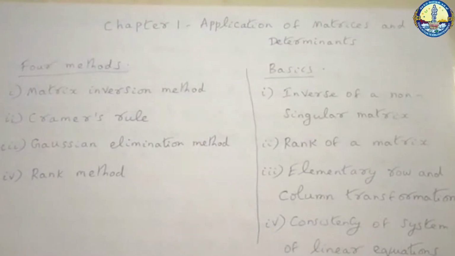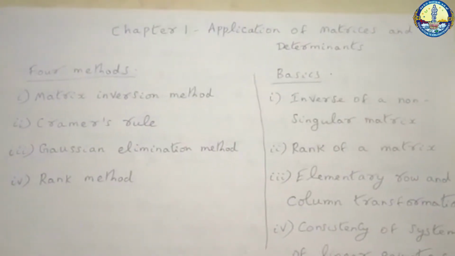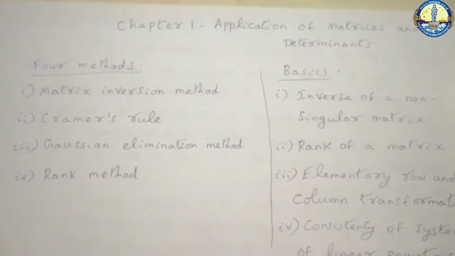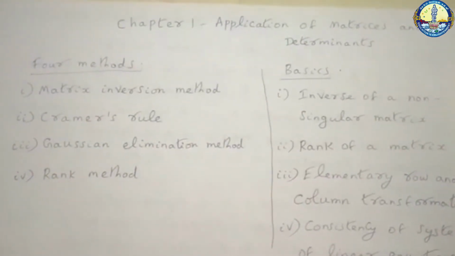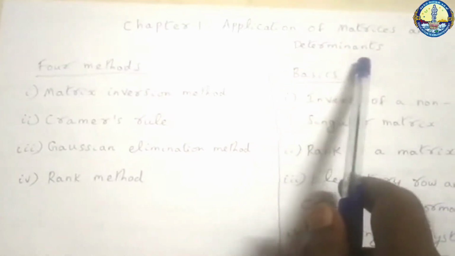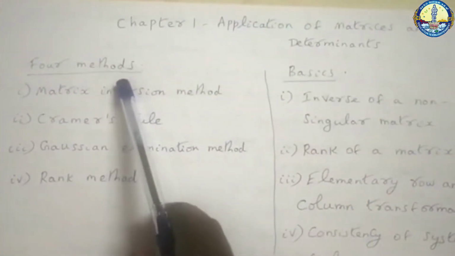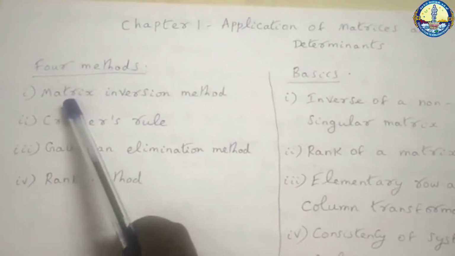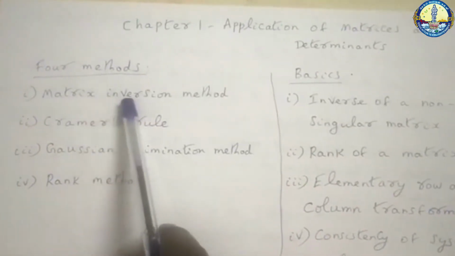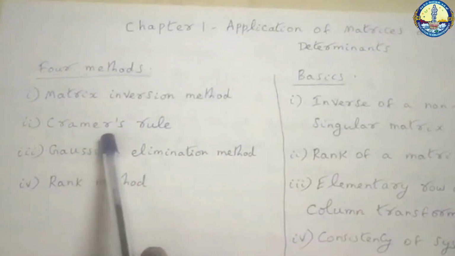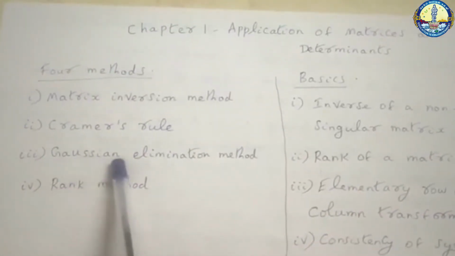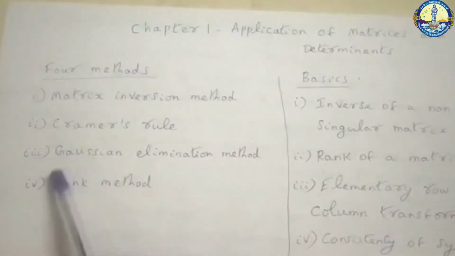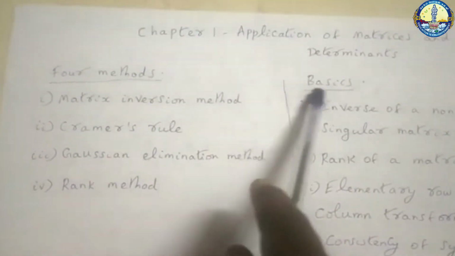Hello students, here we are going to learn about chapter 1 in our 12th volume 1 book, which is Application of Matrices and Determinants. In this chapter we are going to study four methods. One is the matrix inversion method, second is Cramer's rule, third is the Gauss elimination method, and fourth is the rank method. To know all these methods, we must know how to find these things.